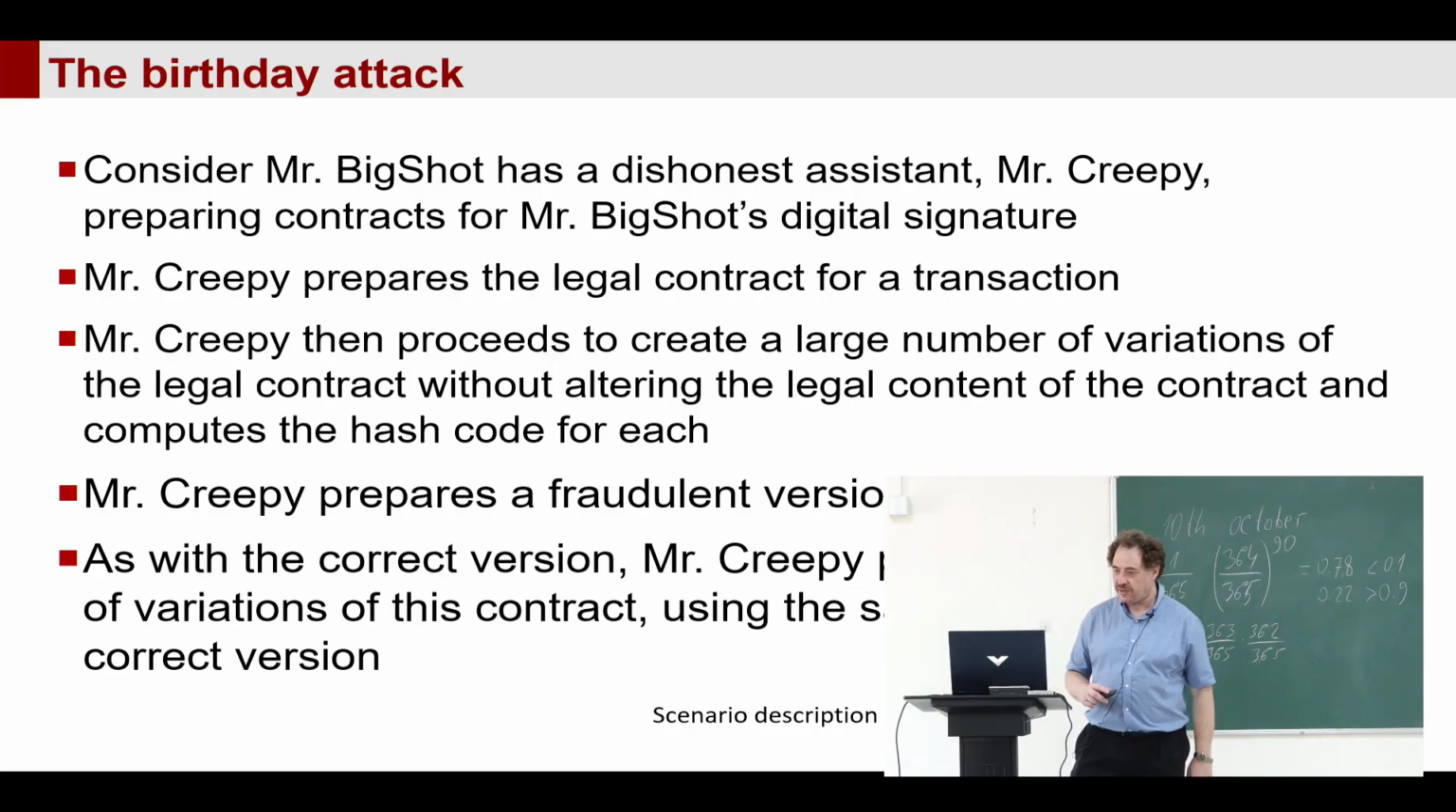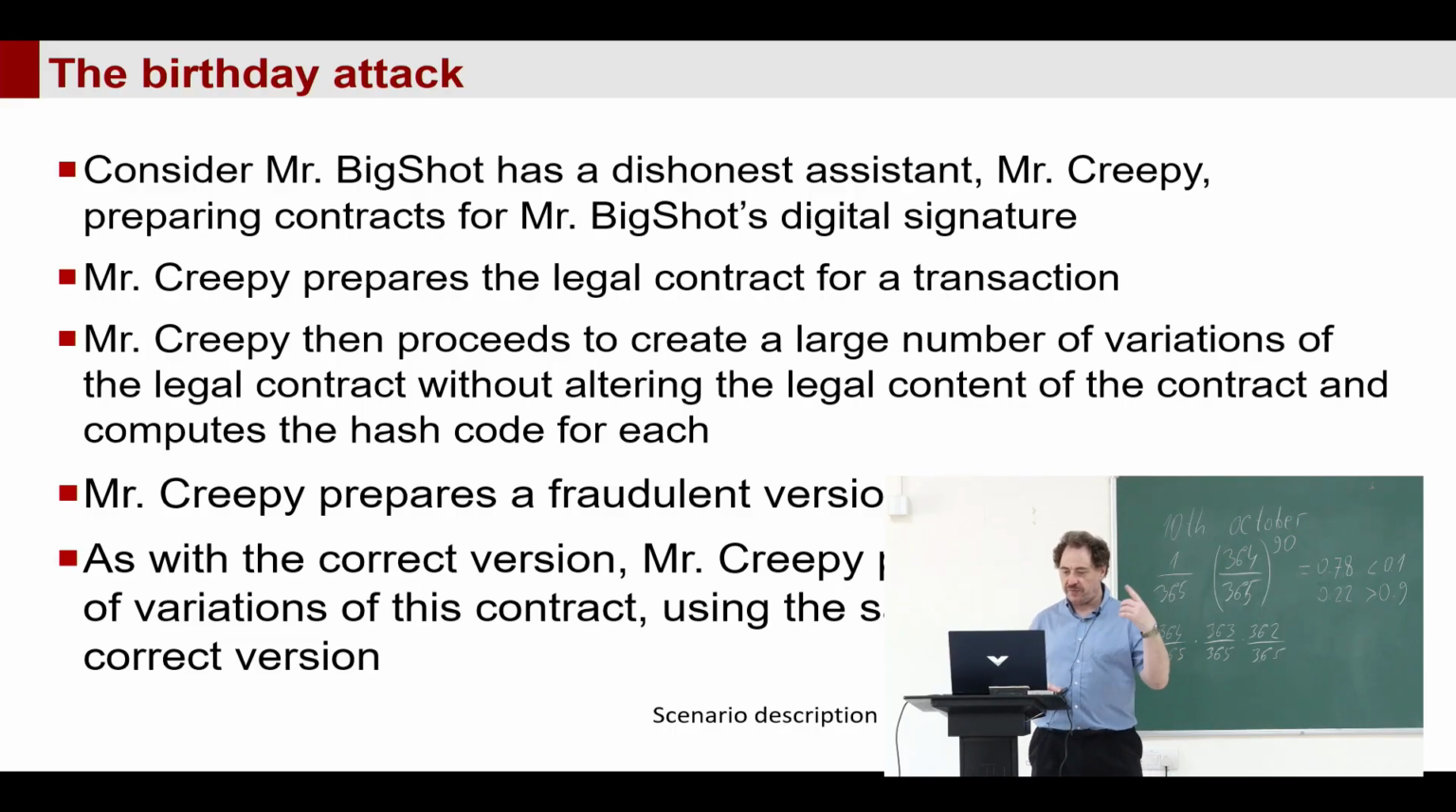So Mr. Creepy prepares the legal contract for a transaction. Mr. Creepy then proceeds to create a large number of variations of the legal contract without altering the important content. For example, Mr. Creepy can add a white space here or there, unnoticeable, but many variations. Then Mr. Creepy would give the collection of contracts to Mr. Big Shot for digital signature, and Mr. Big Shot would sign all those contracts. Now, Mr. Creepy has all those signed contracts in his possession.